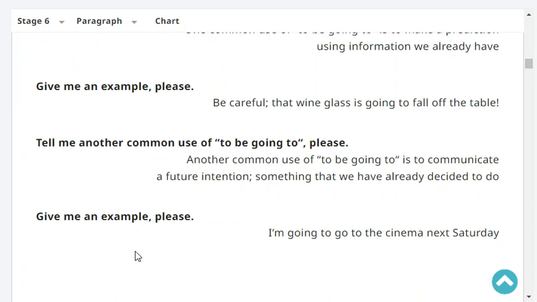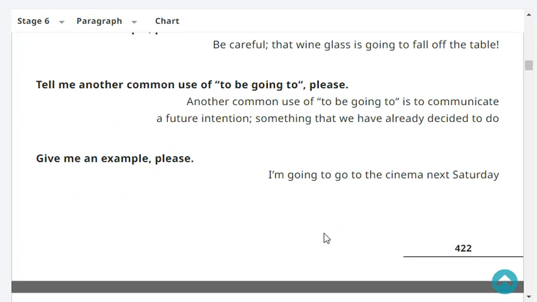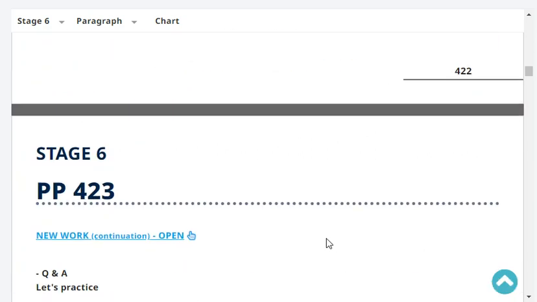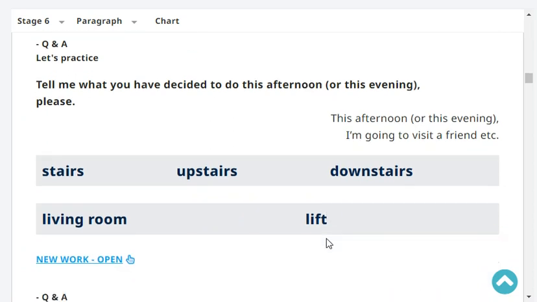Tell me another common use of to be going to, please. Another common use of to be going to is to communicate a future intention, something that we have already decided to do. Give me an example, please. I'm going to go to the cinema next Saturday. Very good.